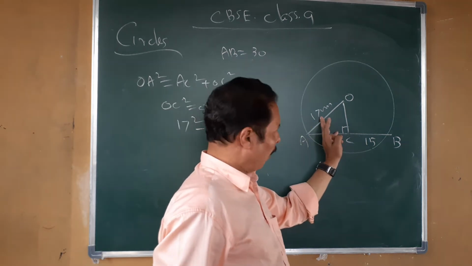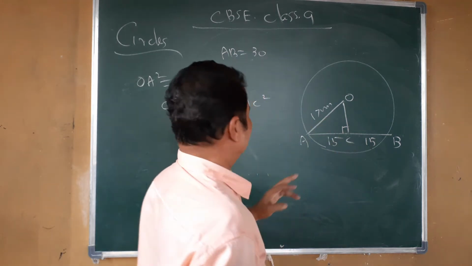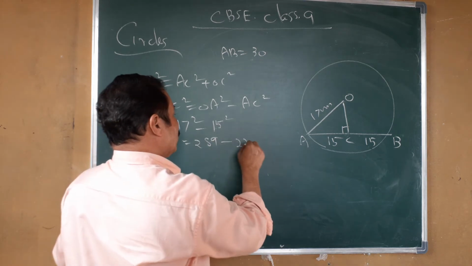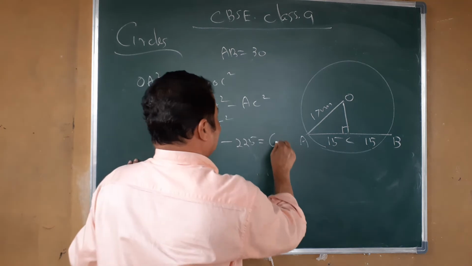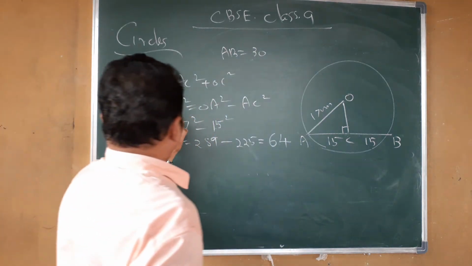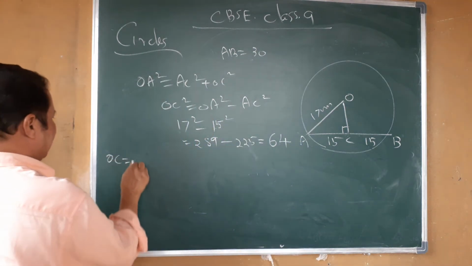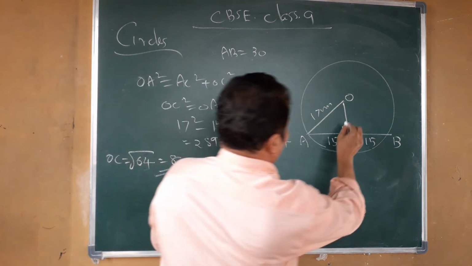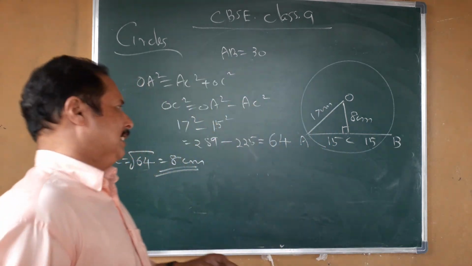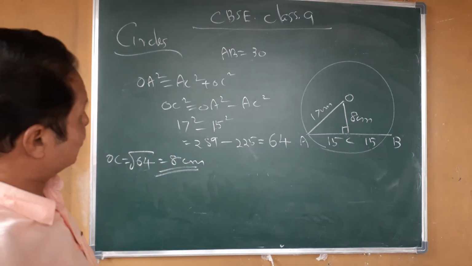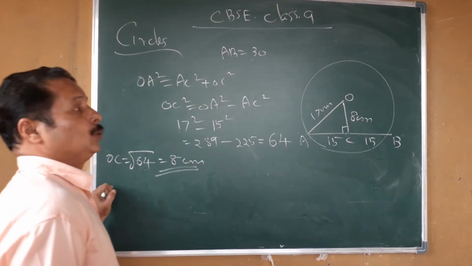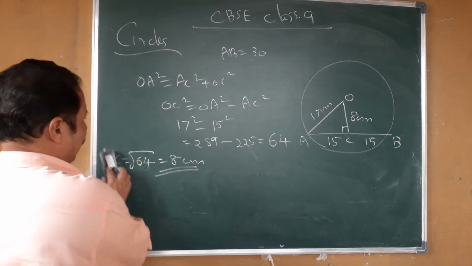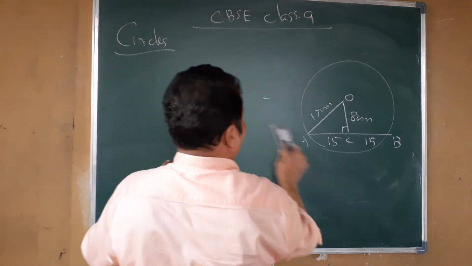This is the hypotenuse, and these two are the sides. And it is 289, square of 17, and 225 is the square of 15. If you subtract it, you get 64. OC square equal to 64, OC, that is the distance, equal to root 64 equal to 8 centimeter. So our answer is OC is equal to 8. That is the distance from the center to the chord equal to 8. Is it clear? Okay. I will give you home assignment of this later.